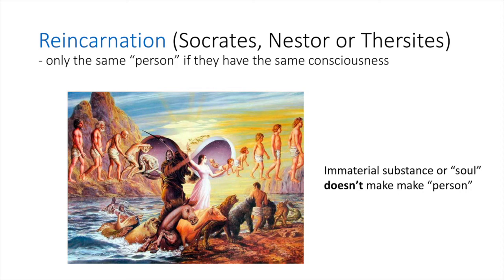So the example he looks at with reincarnation, and he gives some specific examples: Socrates, Nestor, Thersites. I hate that name. I should learn how to say it from one of my friends who speaks Greek. Only the same person if they have the same consciousness. That means that the immaterial substance is not the thing that is making person. It is the consciousness.